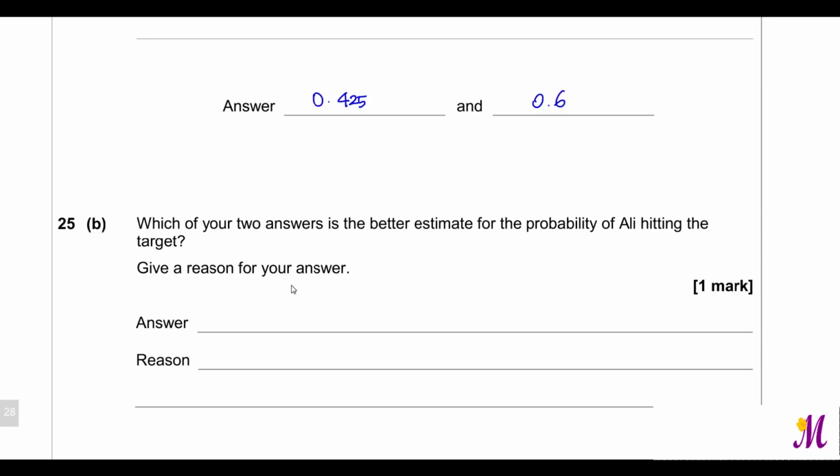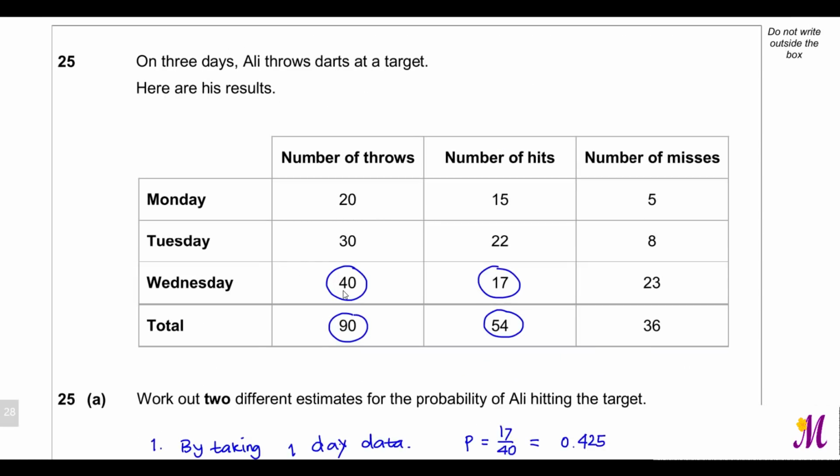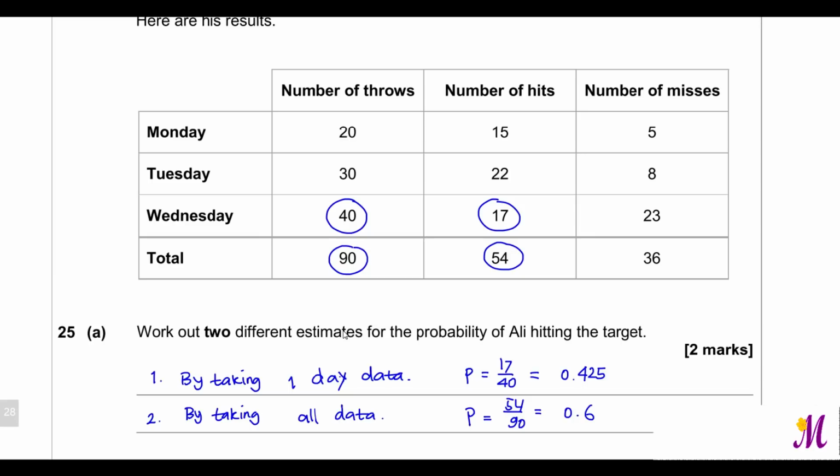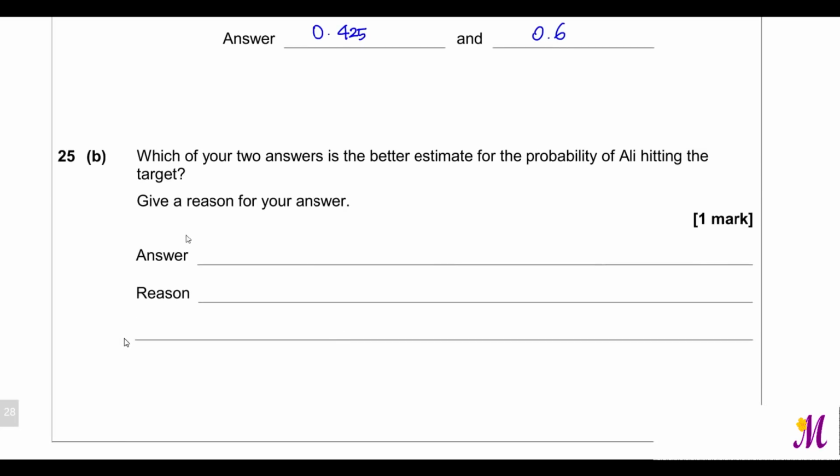So as I said before, when I was choosing between Monday, Tuesday, and Wednesday, I thought the estimation will be closer to the real probability if we take the most number of throws or the most number of experiments, which is 40 in this case. So if we have the total number of experiments as 90, this will be a better approximation for the probability. Let's write our reasons here. So the answer is 0.6. This is better than this one because it came from a bigger number of experiments. Okay, so that's it.